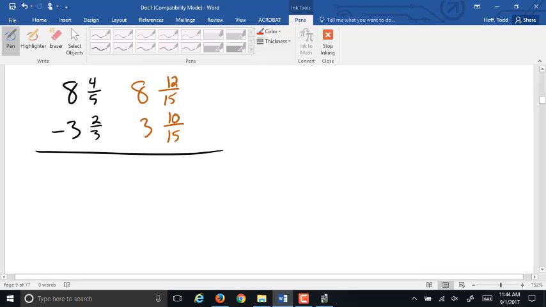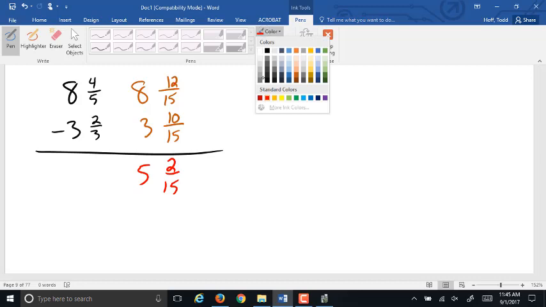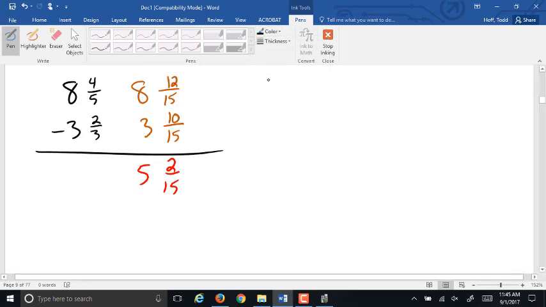Just like with whole numbers, I'm going to start at the end at the right and work my way back to the left. And I'm treating this fraction like it's the last digit of my number. 12/15 minus 10/15, 2/15. 8 minus 3, 5. Well, it doesn't stay that simple.